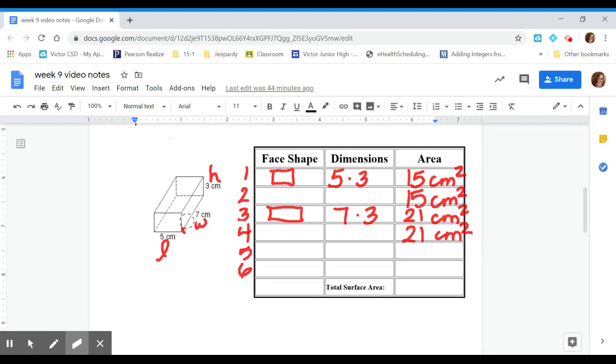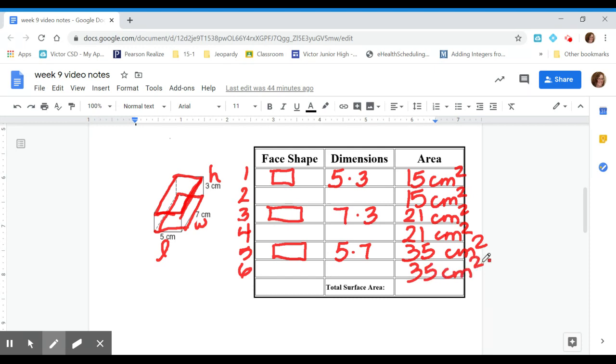Our last pair is this here that I'm going to outline. So that has 5 by 7. That rectangle has dimensions of 5 by 7 for an area of 35 square centimeters. And then the one down here is also going to be 35 square centimeters.